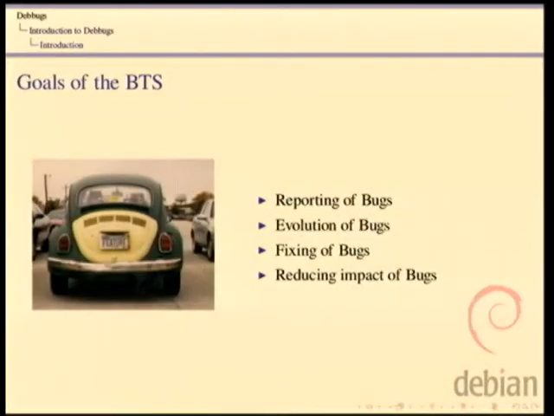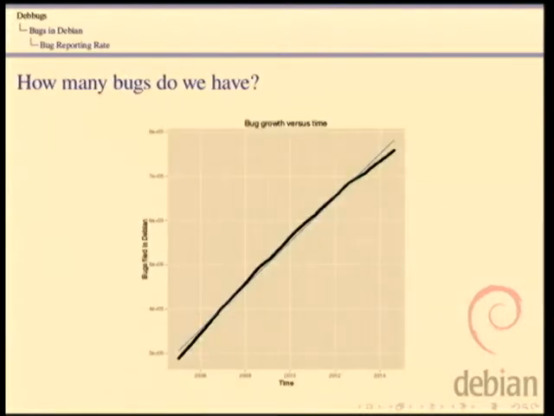Okay, the goal of the BTS is to report bugs, track the evolution of bugs, fix bugs, and hopefully reduce the impact of bugs, both on maintainers and on users. This is how many bugs we've got versus time. So as you can see, our bug growth is roughly linear over time. It's actually decreasing slightly, but we have a huge number of bugs.